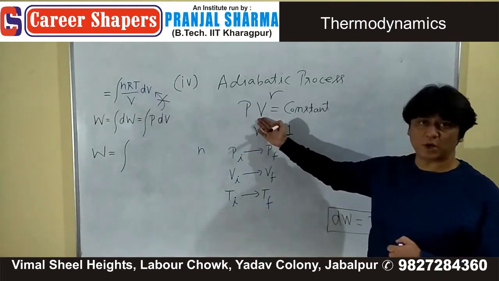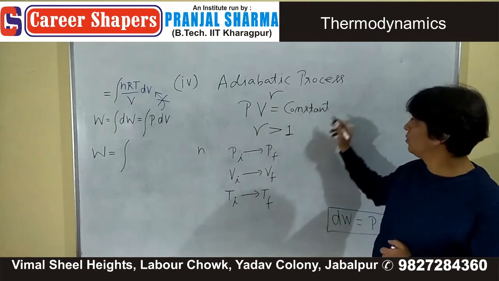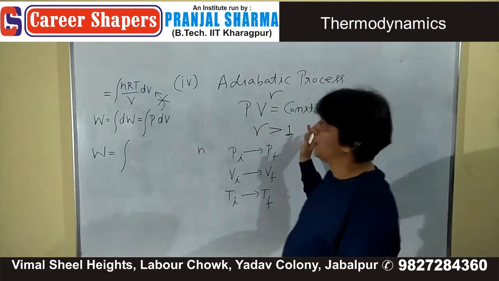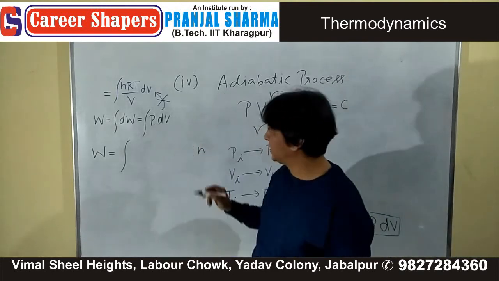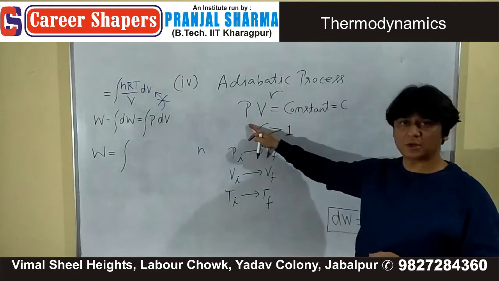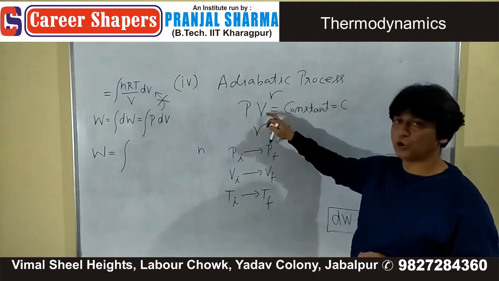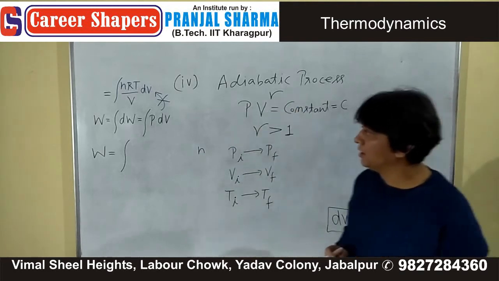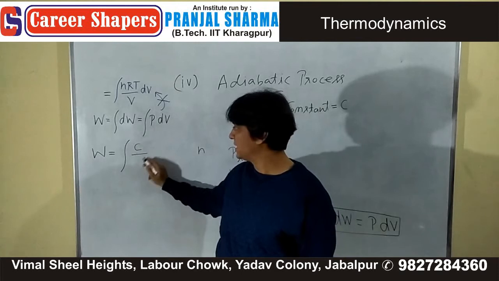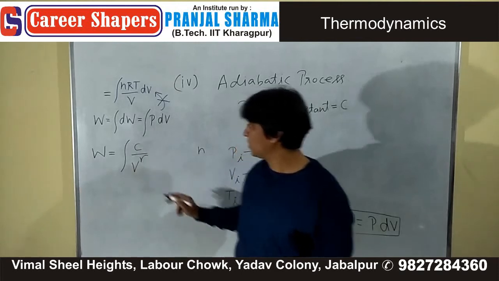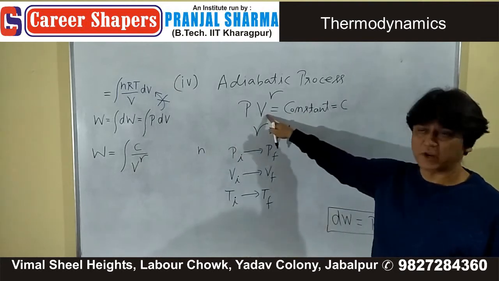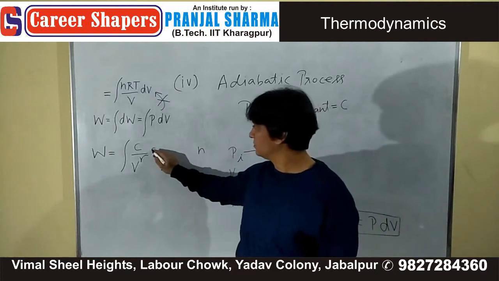I have given you that PV gamma is constant. What is this constant? We have no idea. This constant is, let's say, C. If this constant is C, what is P? P is some constant divided by V to the power gamma. So P is C upon V gamma into dV.